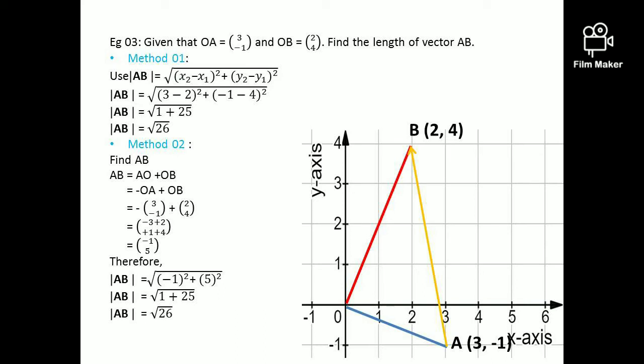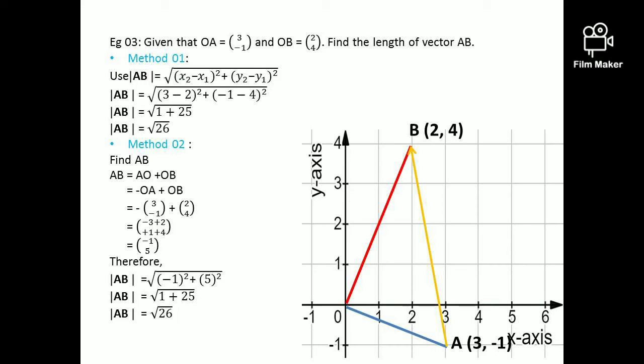Then if you multiply this negative sign with OA, you will obtain minus 3 and plus 1, added to plus 2, 4. You can say minus 3 plus 2 is the x component, plus 1 plus 4 would be the y component. Then you will receive the column matrix format for AB as (-1, 5). Then you can find the modulus of AB by obtaining the modulus of the vector (-1, 5). With that you can apply modulus of AB equals the square root of x squared plus y squared.